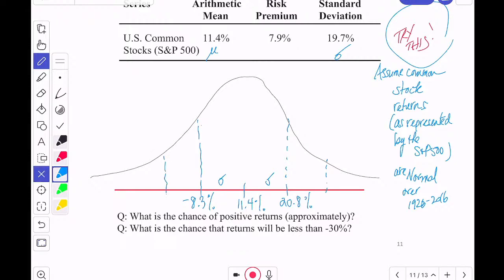So the question is, what is the chance of positive returns approximately? What would you say the answer is? This is a common assumption that stock returns are normally distributed. So can you answer this question for me?